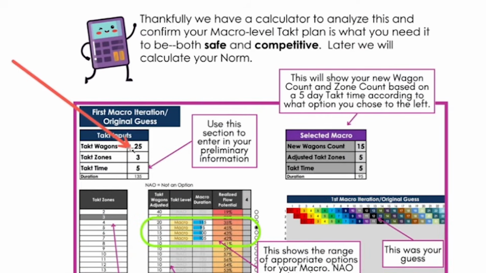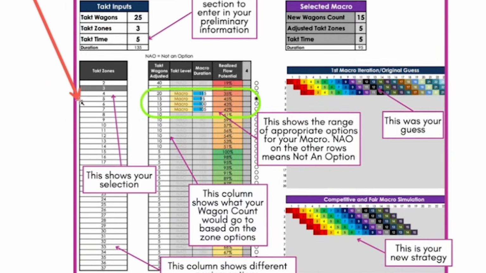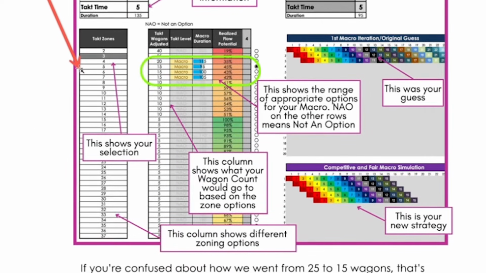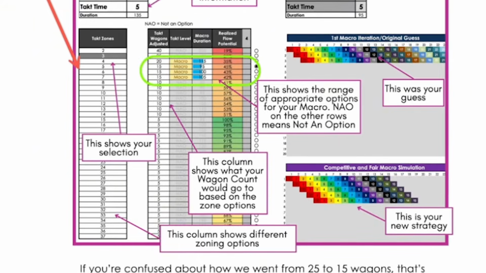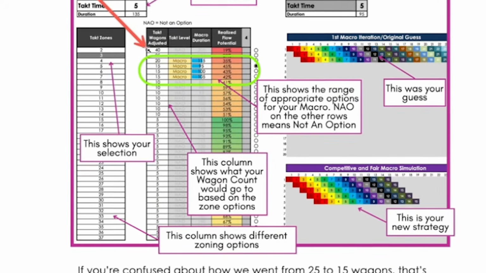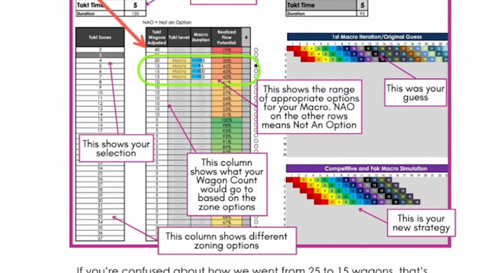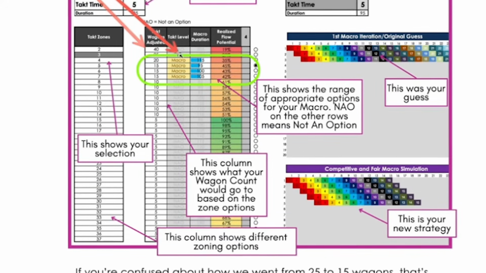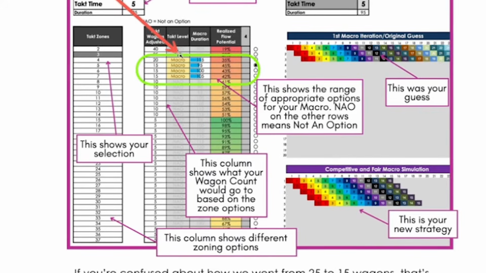If you plug in 25 takt wagons, which was what we found out in our little packaging, 3 zones, which is what we wanted based off of our builder guess, and a 5-day takt time, because that's what macro level takt plans are, then you'll see the calculator runs different zoning scenarios. Okay, and what it does is it says if you change to a different zone, you would have a different number of wagons. But what we've done here is we've marked out, and we've grayed out everything else. We've marked out the only real viable options.